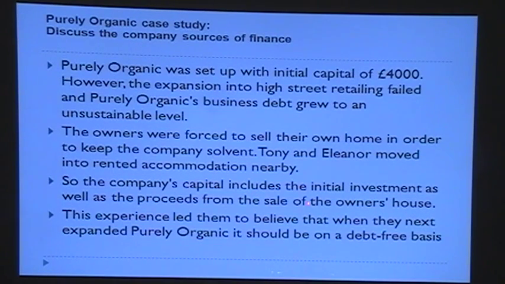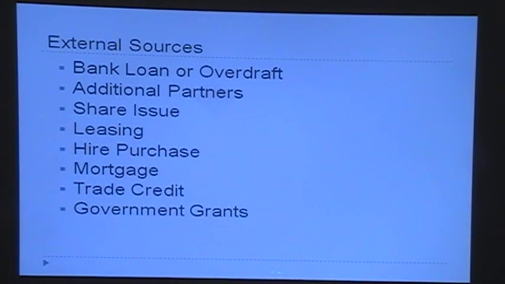So the company's capital includes the initial investment from the owners of the business, which is their capital, as well as the proceeds from the sale of the owners' house, which is a fixed asset. This experience led them to believe that when they next expanded Purely Organic, it should be on a debt-free basis. That means if you own a fixed asset, you can easily raise money without any cost implication tied to the source of the finance.